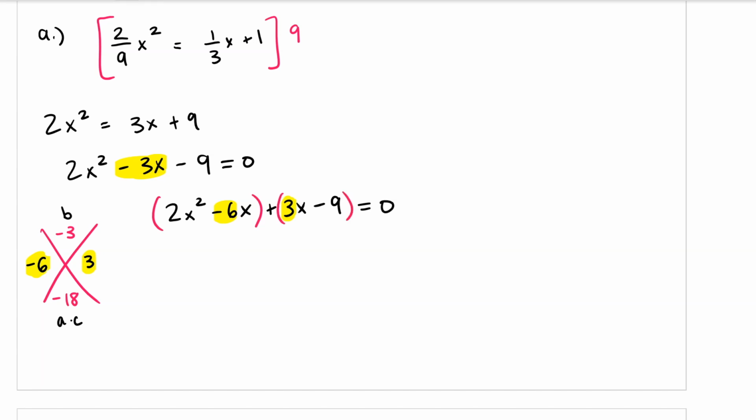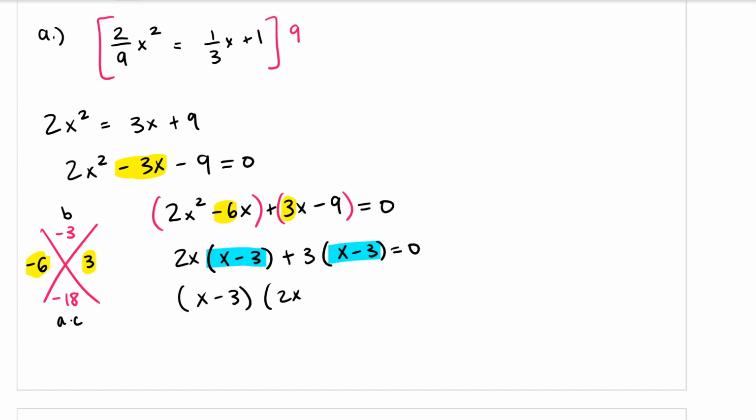And in the first grouping, I can factor out 2x, and that's going to leave me with x minus 3. And in the second grouping, I can factor out a 3, and that would leave me with x minus 3. And you know that you're doing factoring by grouping correctly if you have the leftovers being the same and matching up. So now I can factor out an x minus 3, and we have the 2x plus 3 still there.